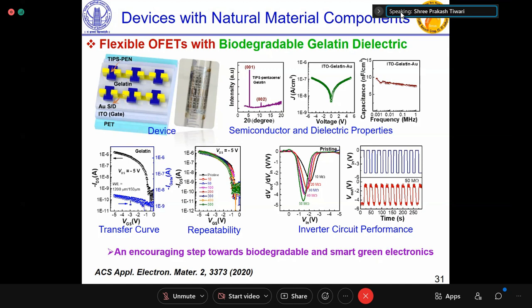Finally, towards the application side, and as I said, this is a kind of application of natural materials towards green electronics. We thought we will also apply some materials, which is gelatin.